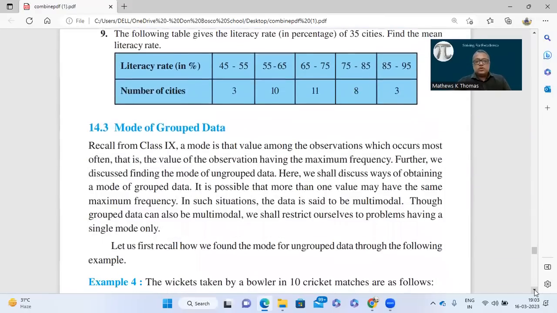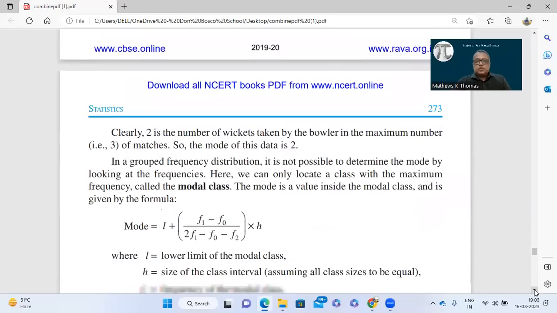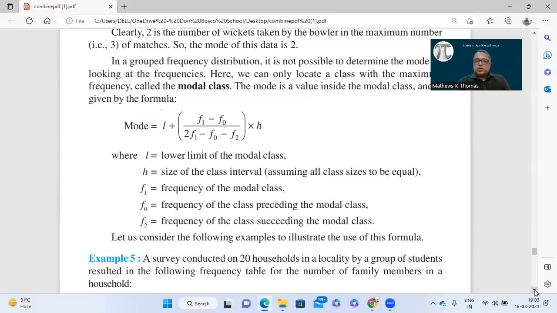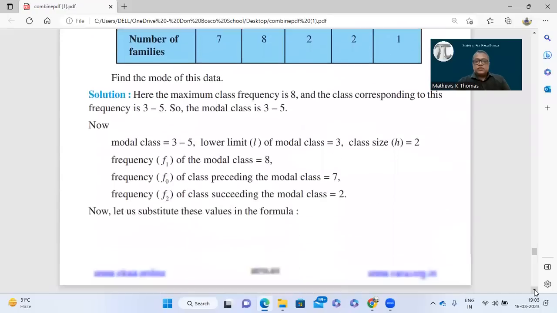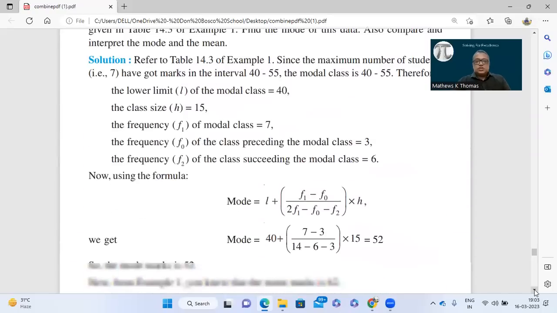And then we go to the mode. This is very simple. You have to know the formula for mode. There's only one formula. Mode is L plus F1 minus F0, 2F1 minus F0 minus F2 into H, where H is the size of the class interval.